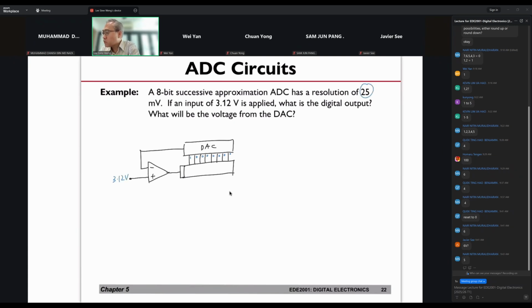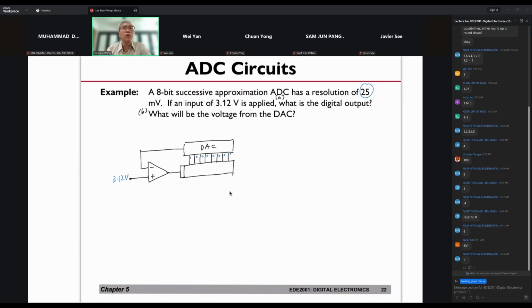Now, the resolution is 25 millivolts. They're asking, if an input of 3.12 volts is applied, what is the digital output? I'm going to break it into two parts, part A and part B.